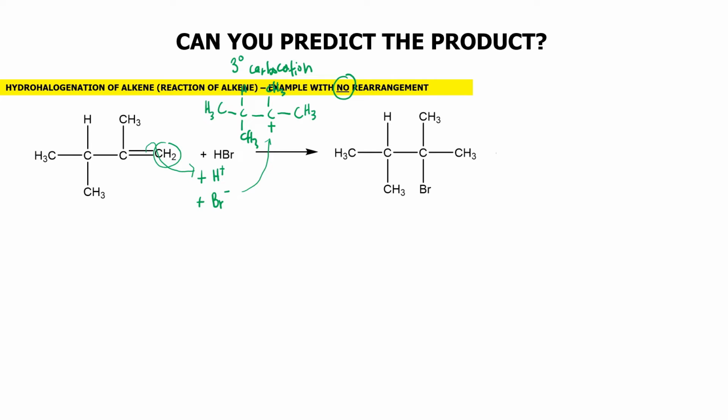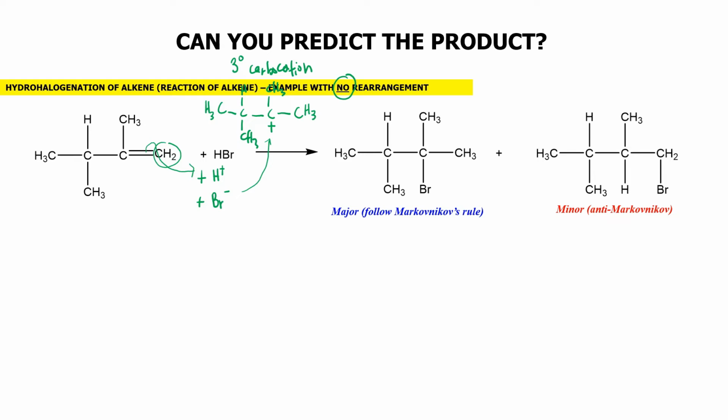Maka kita akan dapat the first product like this. Okay, so ini adalah major product kerana kita follow Markovnikov rule. Dan sekiranya kita follow anti-Markovnikov rule, bermaksud karbon yang tiada hidrogen yang akan attack the hydrogen dan Br minus akan masuk pada karbon yang ini, maka you akan dapat another possible product like this. So produk yang pertama adalah major product sebab it follows Markovnikov rule. Produk yang kedua will be minor product because it follows anti-Markovnikov rule.